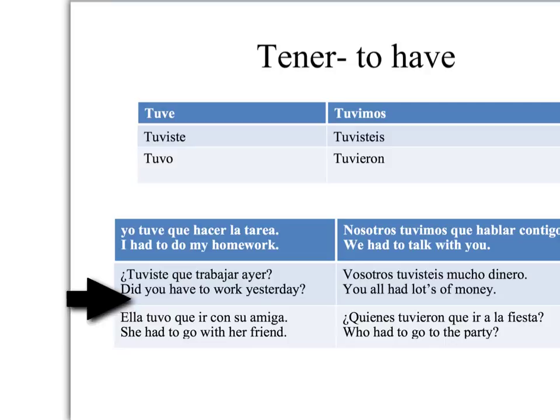Notice again, in English, the word did is a helping verb to indicate that this is a question. We do not have this helping verb in Spanish. Instead, we have the question mark. So all I did is I put you have or you had and put it in the tú form with a question mark in front.